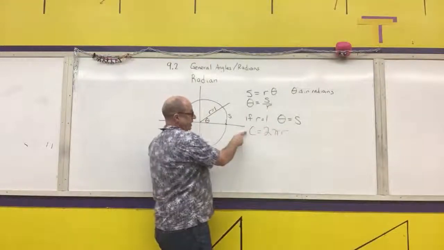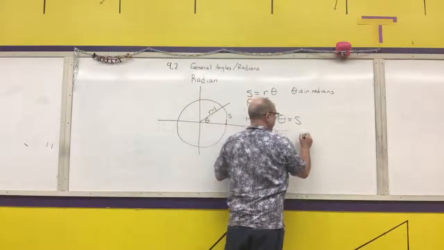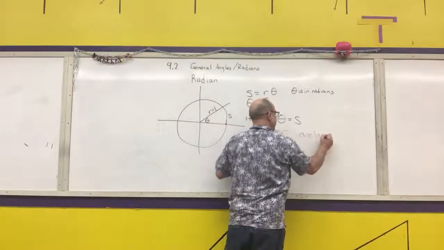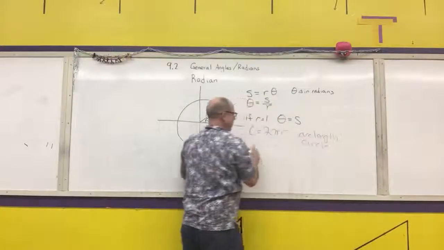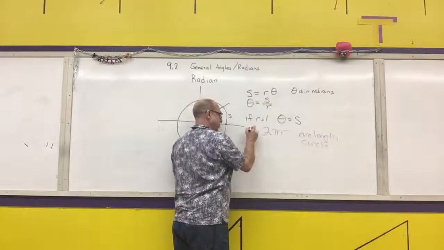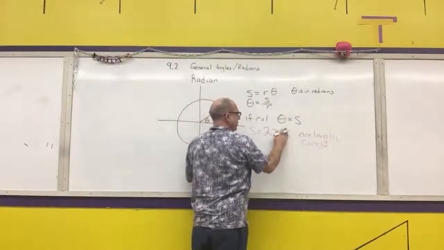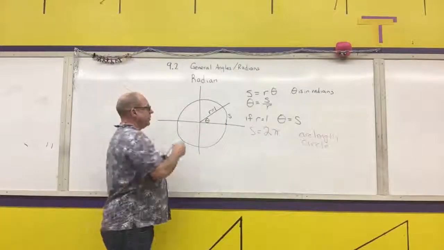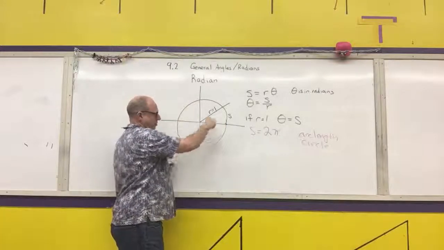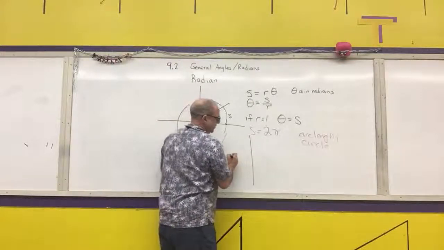So I can call this circumference the arc length for a circle. So I'm going to call that s for the circle is 2 pi r. We said r is 1. So the arc length for a circle is 2 pi. So that means the angle for a whole circle is 2 pi radians.